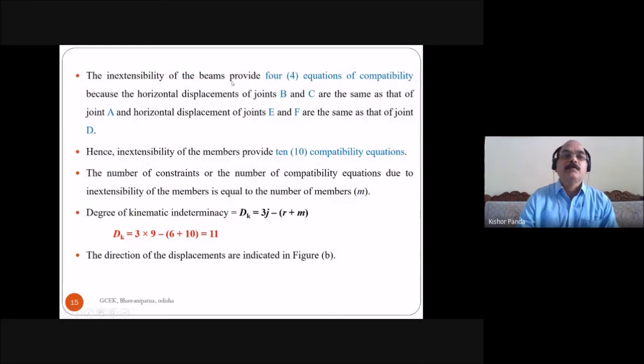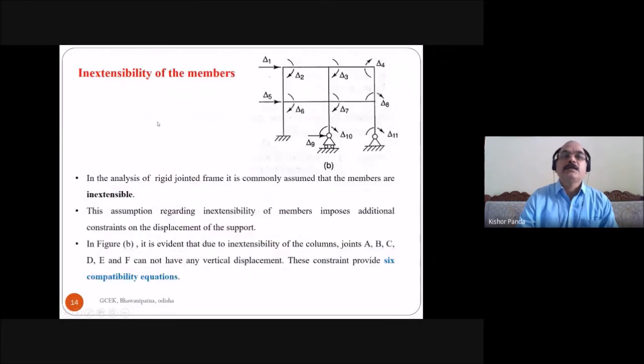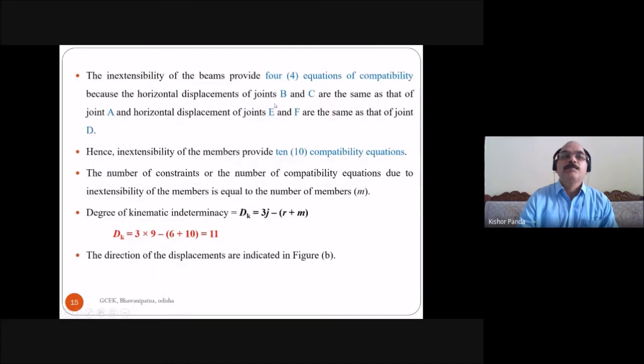The inextensibility of the beam provides 4 equations of compatibility, because the horizontal displacements of joints B and C are the same as that of joint A. Similarly, at EF it is the same as at joint D. And the horizontal displacements of joints E and F are the same as that of joint D. So we only have to consider 4 equations of compatibility, BC and EF.